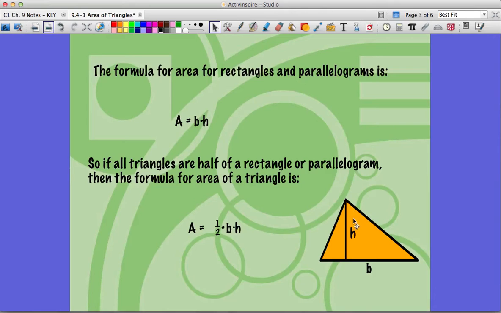Now, just like parallelograms, some triangles you cannot count this side as the height. They will show you a dotted line from the corner to the base of the triangle.